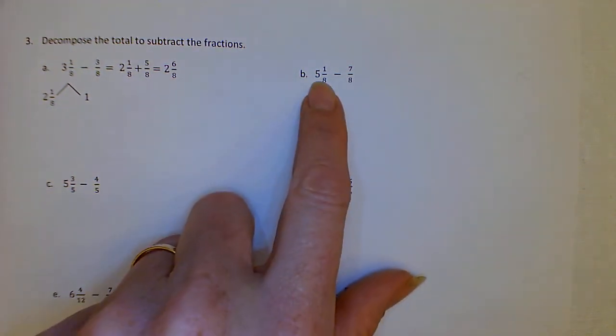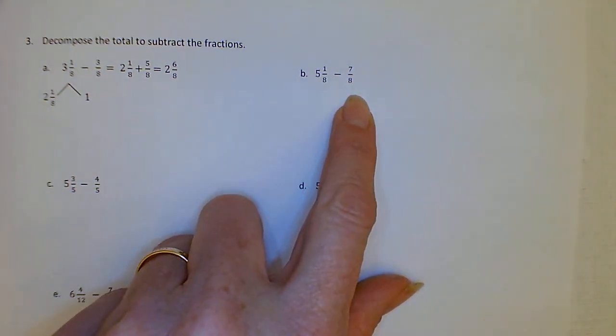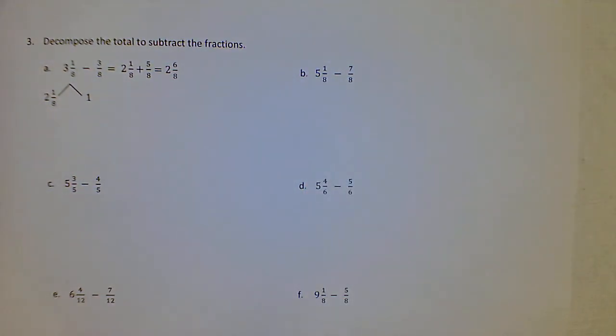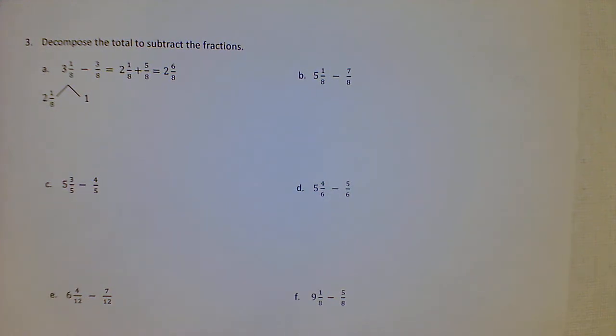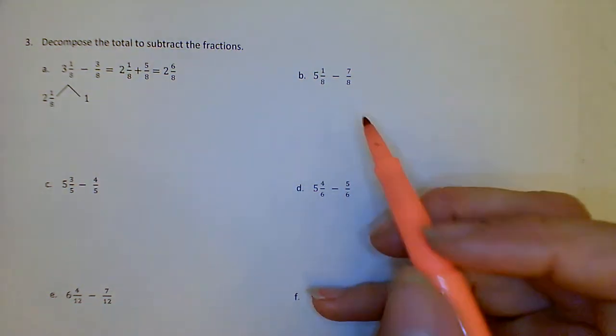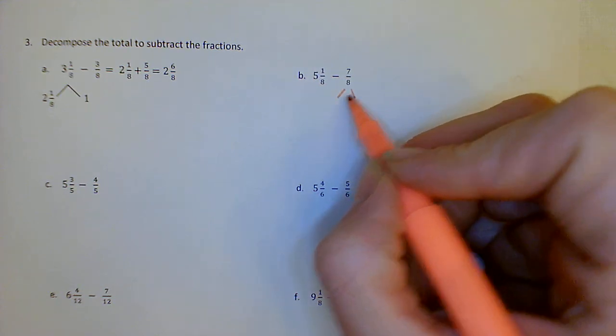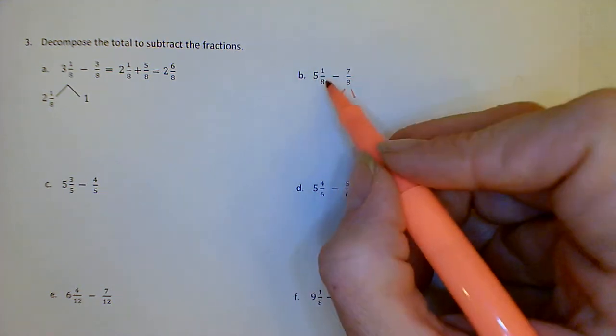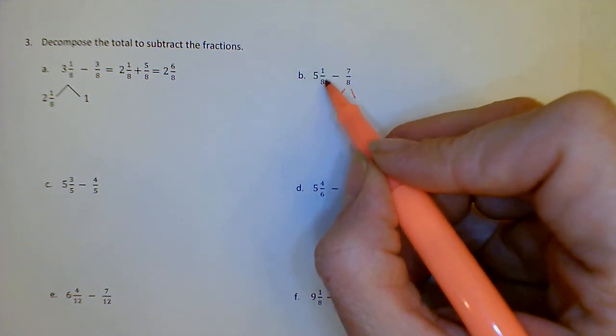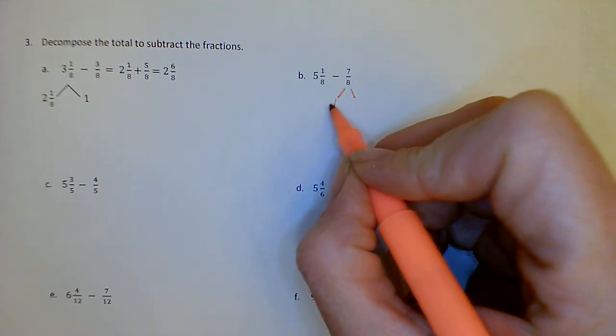Okay, so we have 5 and 1/8 minus 7/8. So we're going to do it 2 different ways. We're not going to do it on a number line right now. I think you guys are good on that. But instead, I'm going to go ahead and do it first by decomposing the 7/8. So remember, what I want to do is I want to decompose it so I can get rid of or subtract out this 1/8. So I'm going to have 1/8.